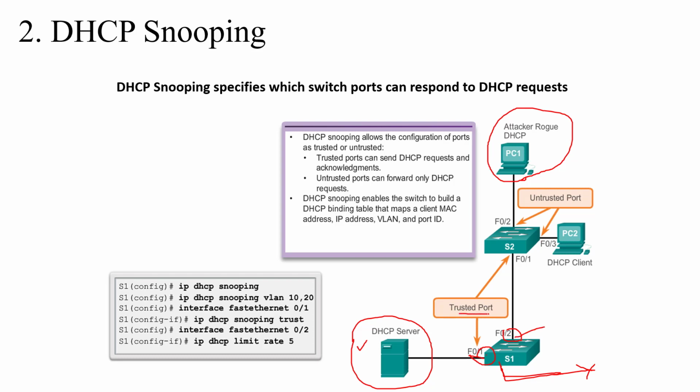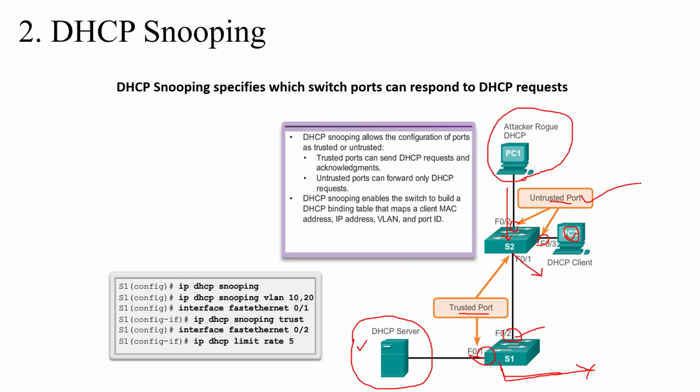So that means we are going to make these trusted ports. FastEthernet 0/1, I'm going to make this a trusted port. But this machine, I don't want it to give any DHCP reply. They can give requests, but they should not give any reply. So FastEthernet 0/3, I'm going to make it untrusted. Same thing with PC1: it can send DHCP requests, but this machine should not give any DHCP reply. So I'm going to make this FastEthernet 0/2 untrusted.